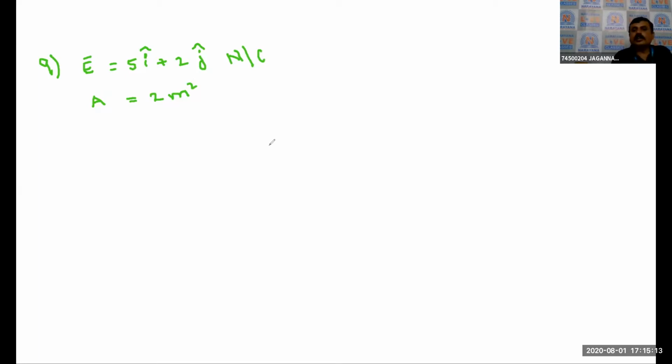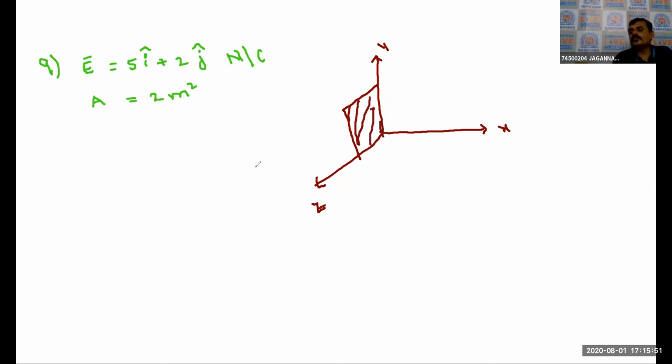Means, if you take this one, this is the x-axis, this is the y-axis, and this one is the z-axis. Now, this surface is lying in the YZ plane. Means the surface is present like this. This is the surface. So the surface is present in the YZ plane.